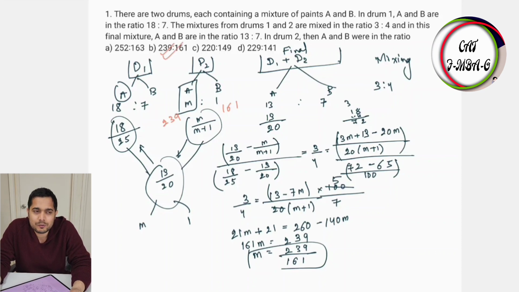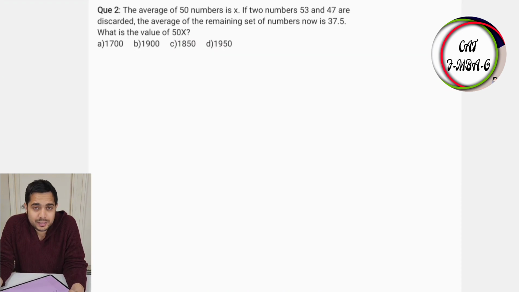So you see, this kind of question was fairly easy when you are using the alligation concept. You just need to practice a bit more, and then you can get expert in it. So let's move ahead to the next question. In this question, it is given that the average of 50 numbers is X.